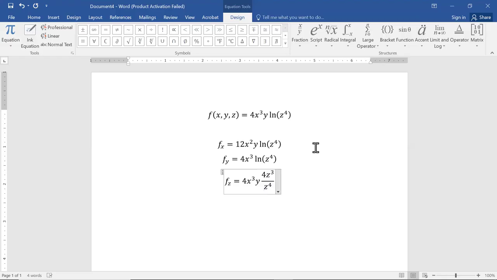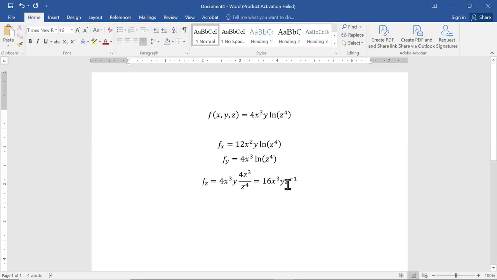I'm going to clean that up just a little bit. 4 times 4 gives me 16. I have x to the third. I have a y. And then if I have z to the third divided by z to the fourth, that's like a z to the -1 power. You could also write that as 1 over z, or this whole thing over z. But I think if I want to take more derivatives, it's going to be easiest to see it this way.